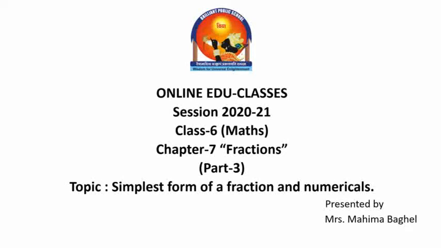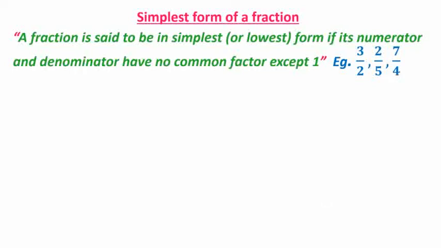Today in class 6 maths chapter 7 fractions, we are going to study about the simplest form of a fraction and numericals. So the first one is the simplest form of a fraction. Children, you can see here, a fraction is said to be in simplest form or lowest form if its numerator and denominator have no common factor except 1. Examples you can see here: 3 by 2, 2 by 5 and 7 by 4. All these fractions have only 1 as their common factor, so these are said to be in simplest form.